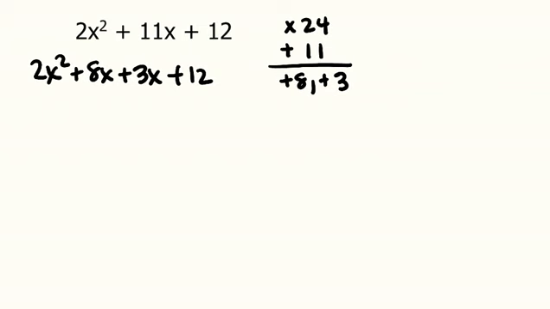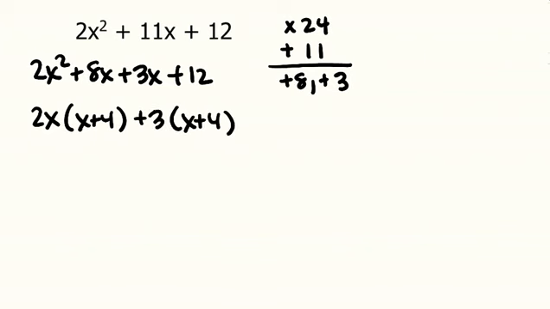And so I'm going to factor by grouping. We've got 2x times x plus 4. And then over here on the second two, I've got a 3 in common, plus 3 times x plus 4. Then I factor out the x plus 4, and I'm left with 2x plus 3. You could check this by foiling, but that's how you do it.